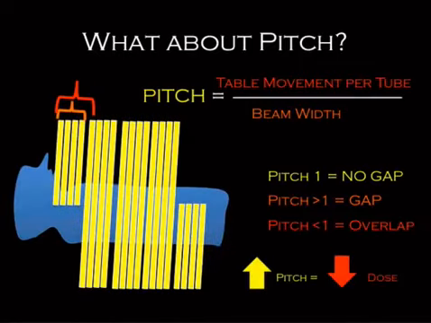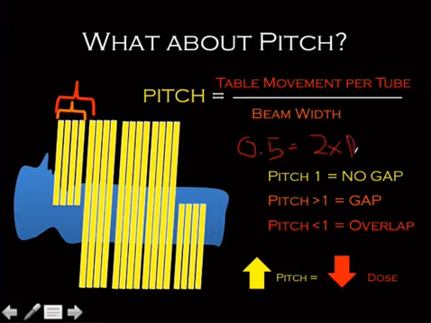Remember that we said if we have a pitch less than 1, that means that our slices are overlapping. So if we have overlapping slices, we're going to have more dose. And the relationship is proportional. A pitch of 0.5 is going to double the dose. A pitch of 2 is going to cut the dose in half. It's the opposite. So 0.5 equals 2 times dose. My point is that it is proportional.